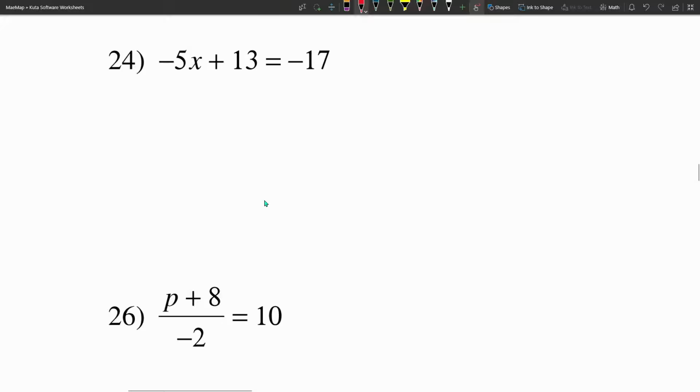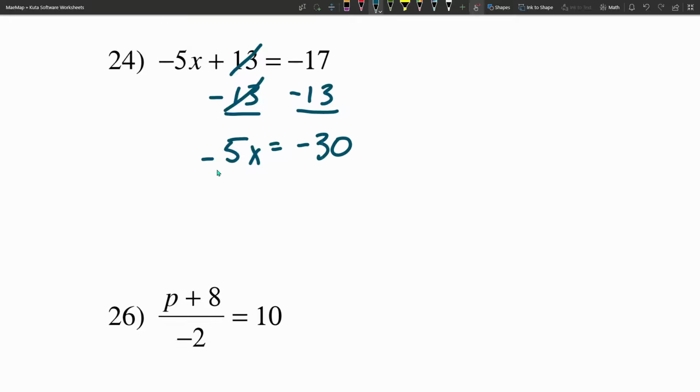For number 24, negative 5x plus 13 equals negative 17. Let's get rid of this 13 first. We'll do so by subtracting 13 from both sides. So we'll get negative 5x equals negative 17 minus 13. We're going further into the negatives. Negative 17 minus the 3 is going to be negative 20. Minus another 10 is a negative 30. So we have negative 5x equals negative 30.